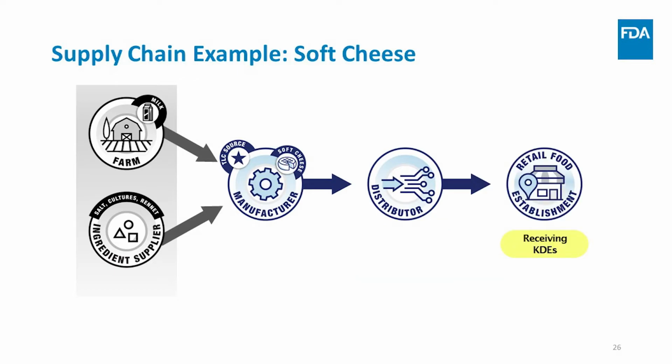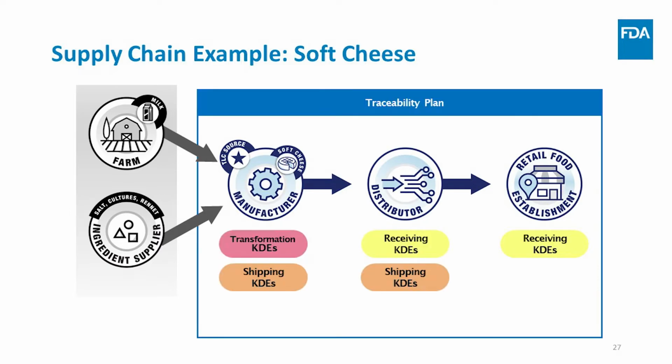The retail food establishment receives the soft cheese from the distribution center, and therefore the retail food establishment must keep receiving KDEs of the cheese that they receive. Most of the information that the RFE needs for these receiving KDEs will be sent to them by the DC. Additionally, all entities covered by the rule are required to maintain a traceability plan.